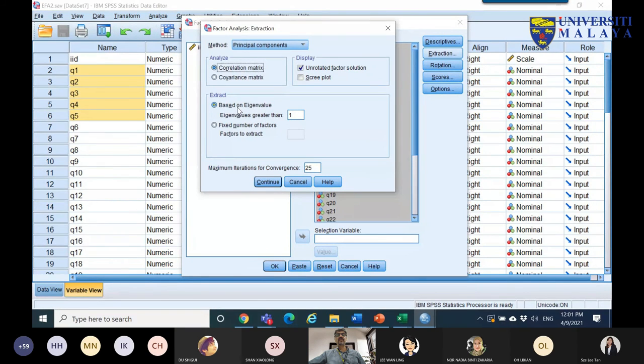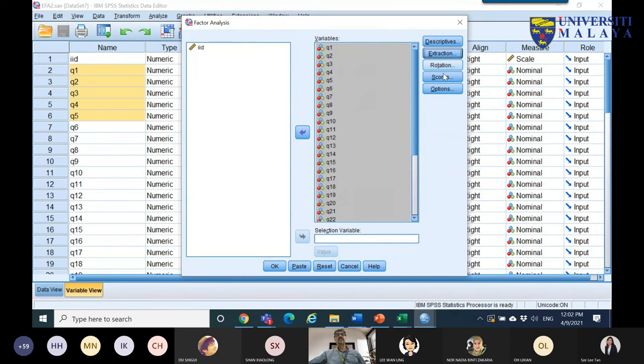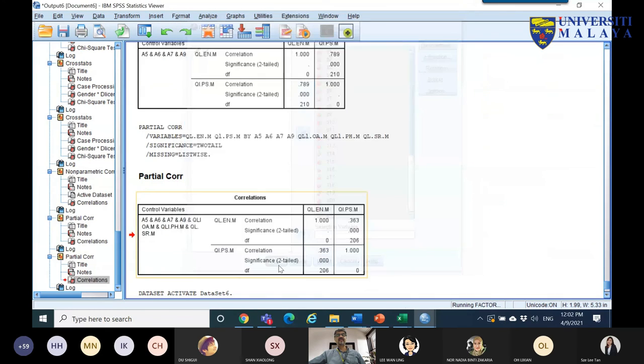The extraction of the components is based on their contribution, or based on the percentage of the variance. So usually in SPSS, it works based on the eigenvalue greater than 1. Now we continue. I'm talking about rotation and other things later. Let's run it.